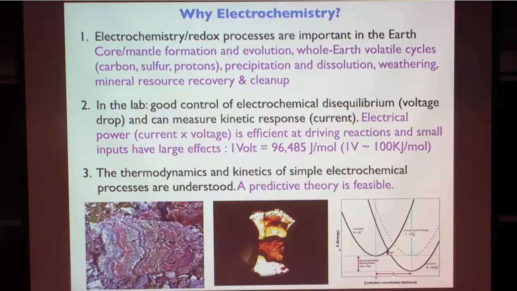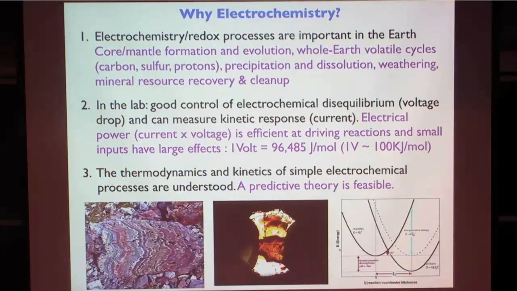So there's lots of reasons why electrochemical processes are important, in a lot of places in the Earth, from the atmosphere to the core to planetary formation processes. In the laboratory, as I alluded to before, we have really good control of electrochemical equilibrium and disequilibrium. And we can measure the rates relatively easily by measuring currents. We have very sensitive methods to apply electrochemical disequilibria without changing the chemistry, and then measuring the rates of reaction with very high precision by measuring the currents.